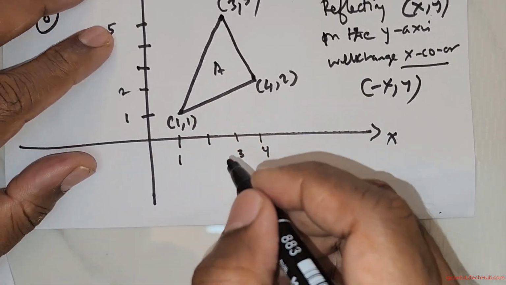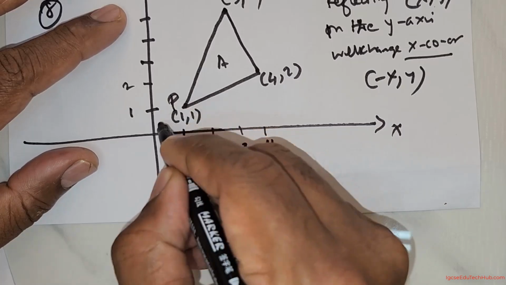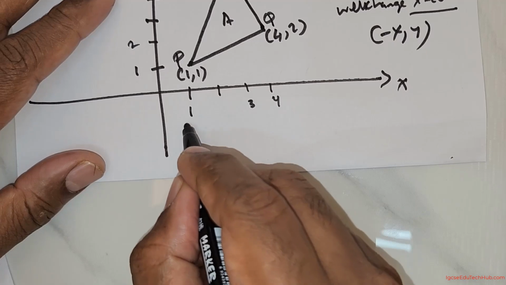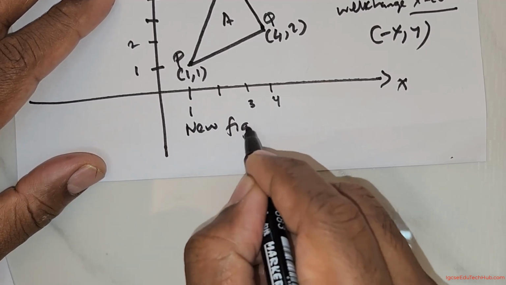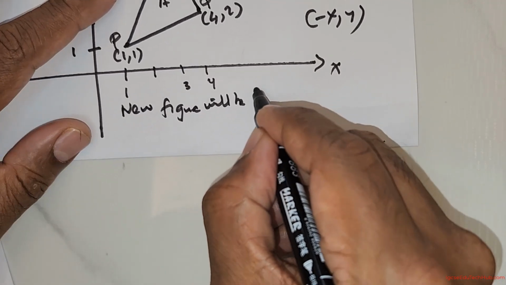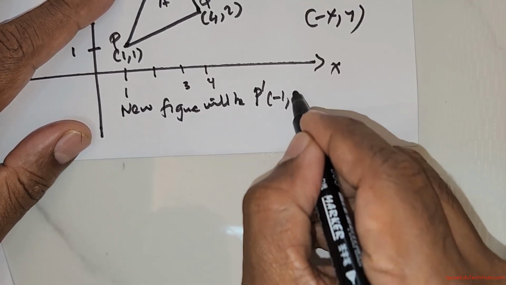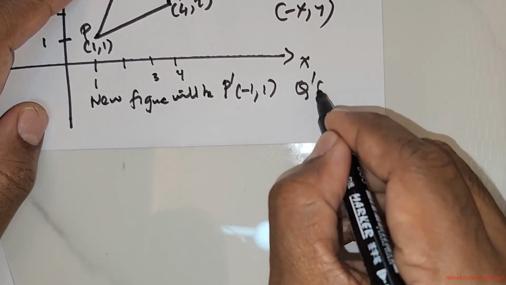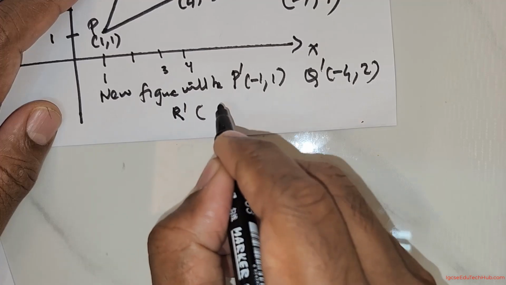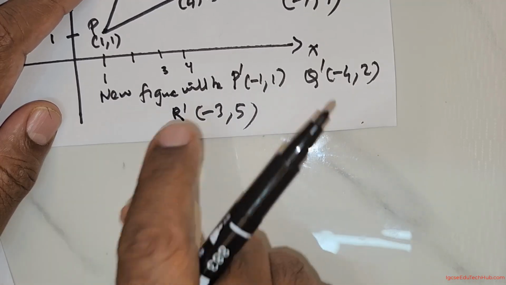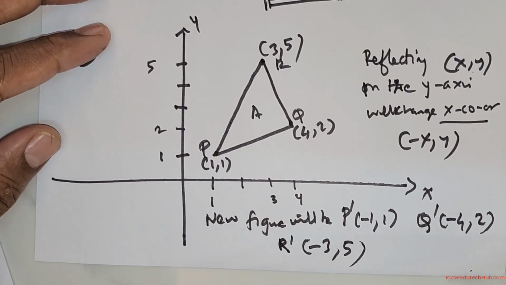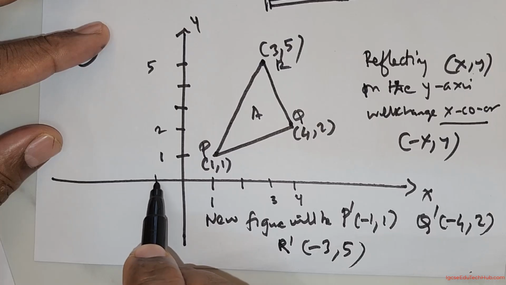So in this case, if I were to take this as P, Q, R, then the new figure will be P dash of negative 1, 1, Q dash of negative 4, 2, and R dash of negative 3, 5. So that will be the solution for this question. Okay, probably you can draw that. So let me show you this.